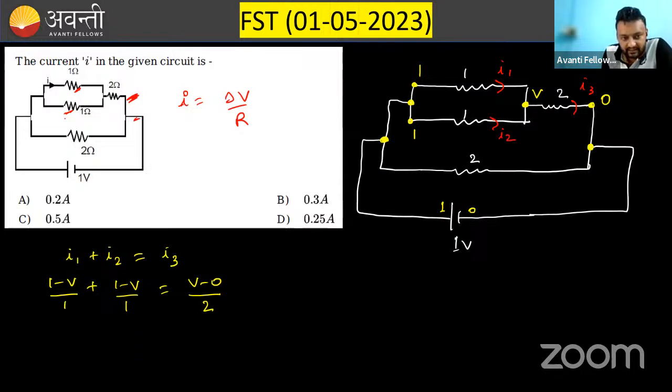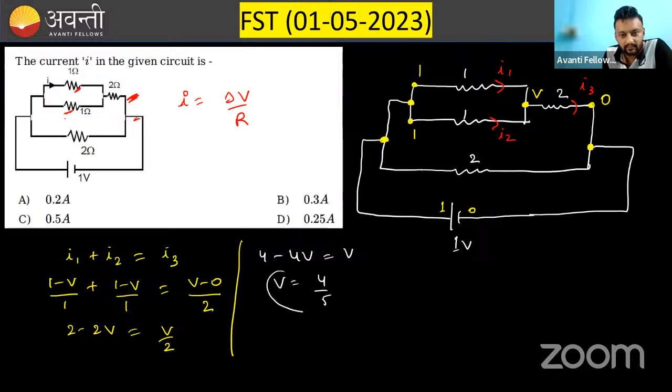So on the LHS, it will be 2 minus 2V. 2 minus 2V is equal to V by 2. You can cross multiply. So that will be 4 minus 4V is equal to V. So V is equal to 4 by 5. That means the potential at V is 4 by 5.